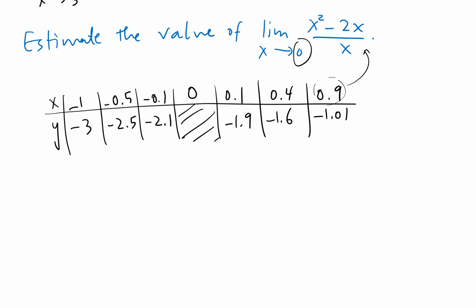So what do we have here? The limit of x squared minus 2x over x as x approaches 0 is, what's the value? I see it as -2.